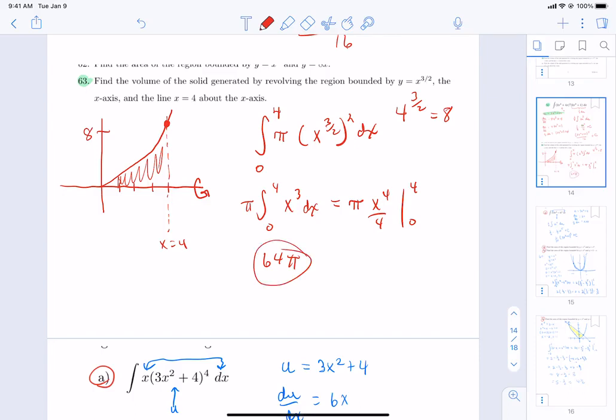So I did want you to see a volume problem. Any questions about that? Okay. Well, that really covers a lot of the types of things you're going to see on your final exam. Just so you know, these problems, I would go back and do them again, and that will be a good way to prepare for your final.